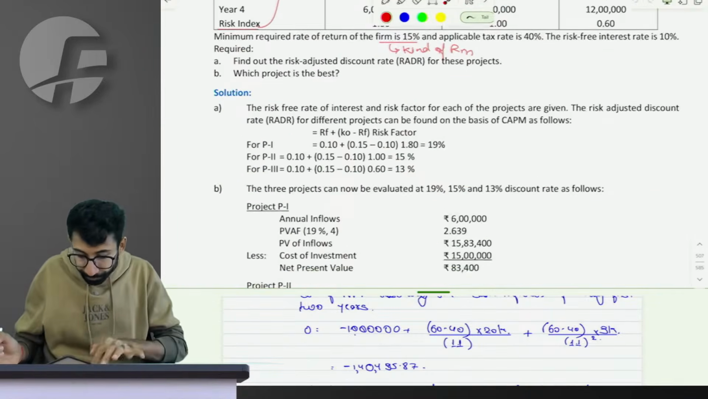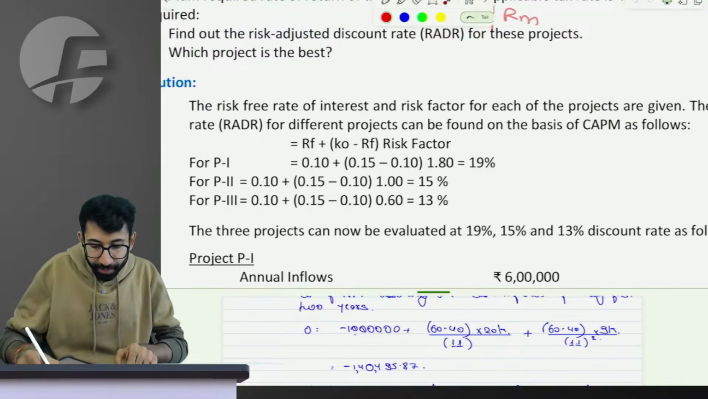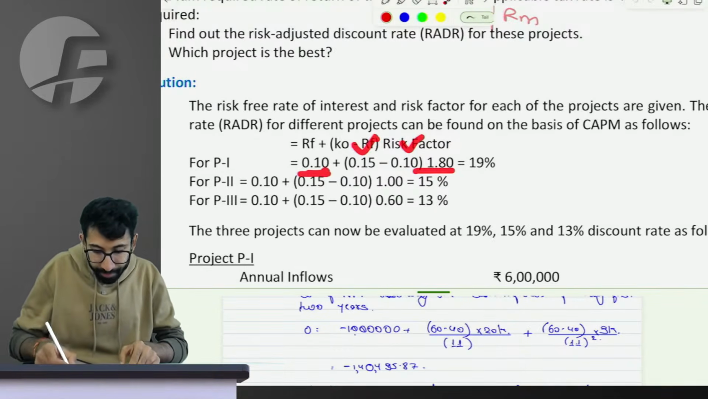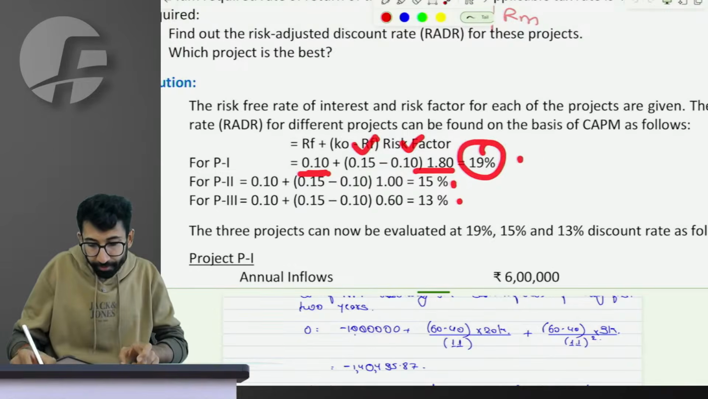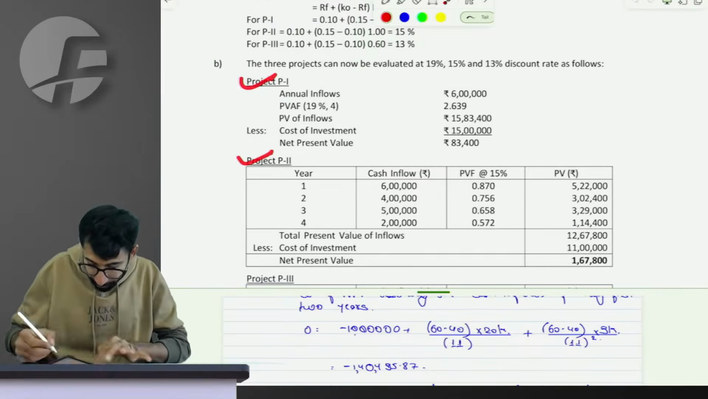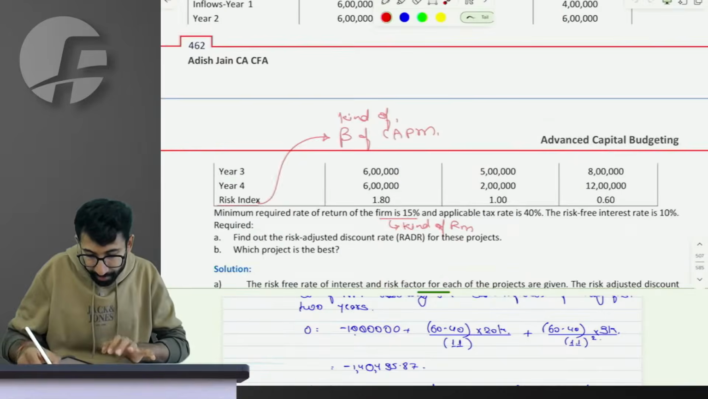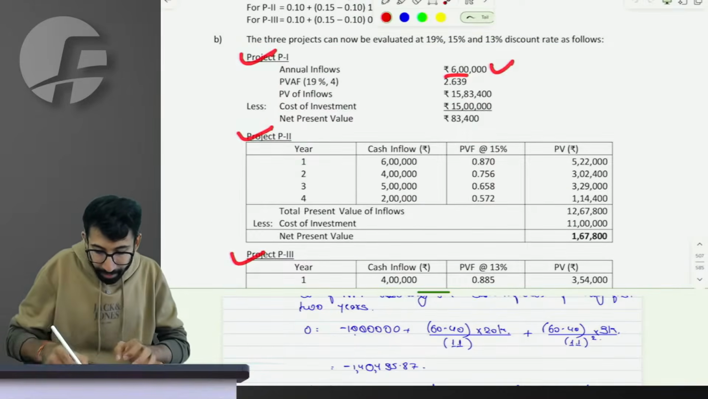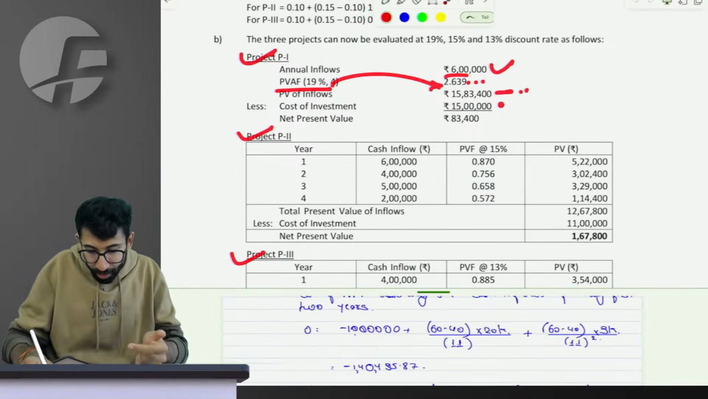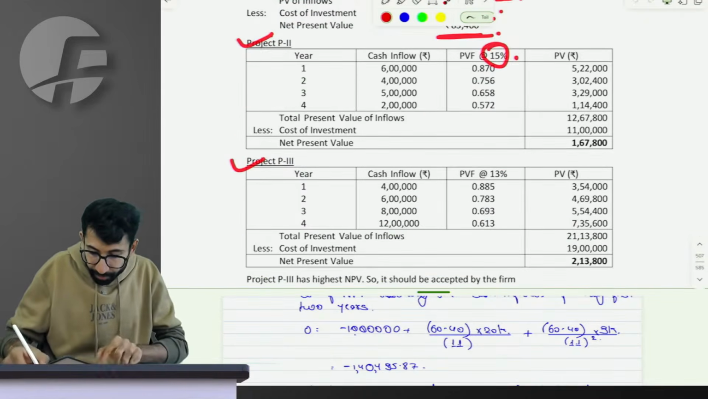For example, in the first case, if the risk index is 1.8, the required rate of return, the discounting rate, will be (15 minus 10) into 1.8 plus 10, which is 19%. Similarly, 15% and 13%. So I now have to calculate simply the NPV of 3 projects, where the cash flow in the first case is 6 lakhs, the same every year. So it's an annuity multiplied by the 19% annuity factor, I get the present value of cash inflow, minus the initial outflow of 15 lakhs, I get NPV. Similarly, the discounting rate here will be 15% and 13%.